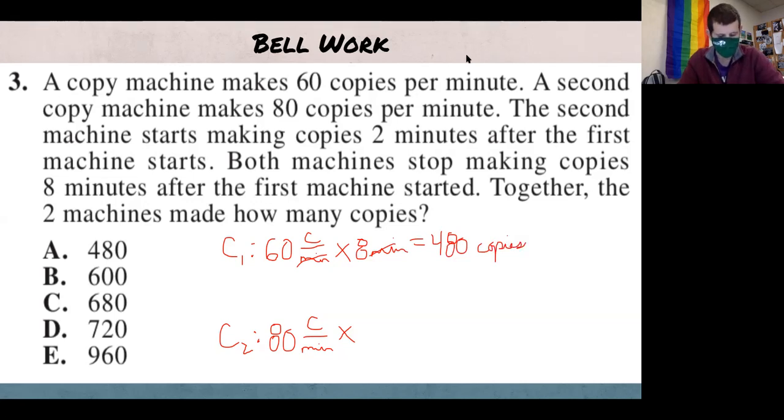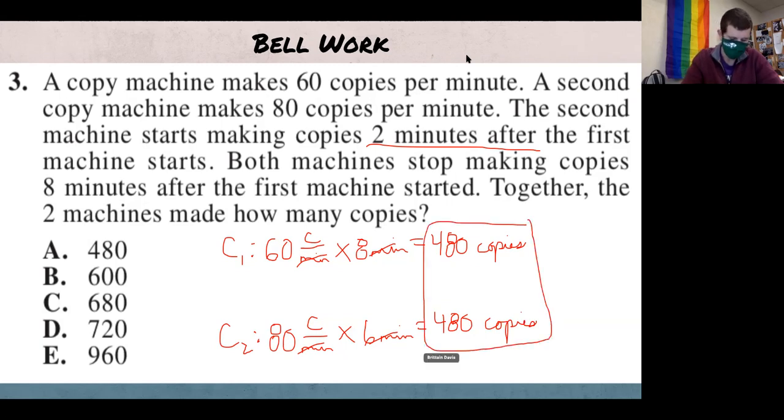So how many minutes did copy machine 2 run for? 6 minutes. There we go, because it started 2 minutes after. So that means only a 6-minute run time. You can cancel those out, multiply, and we get 480 again. They both made 480 copies. One did it in less time. Add it together because we have two different copy machines, and that gives us the 960 copies total. Okay, pretty straightforward once you can set up the equations and understand what's going on.